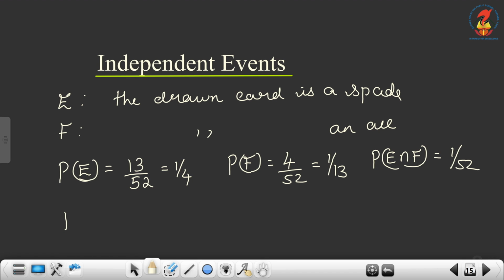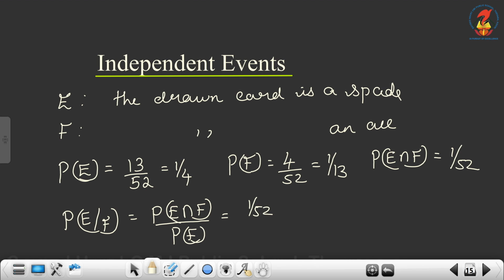Then what is P of E given F? Conditional probability E given F we can write as P of E intersection F by P of F. P of E intersection F is 1 by 52, and P of F is 4 by 52. So 52 cancels, and it is 1 by 4. And 1 by 4 is the same as P of E.